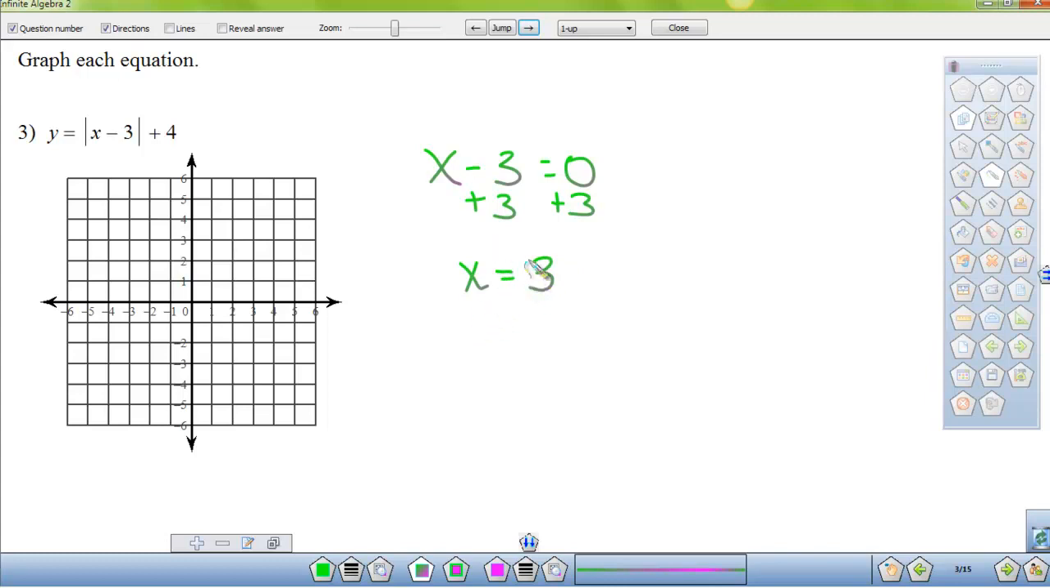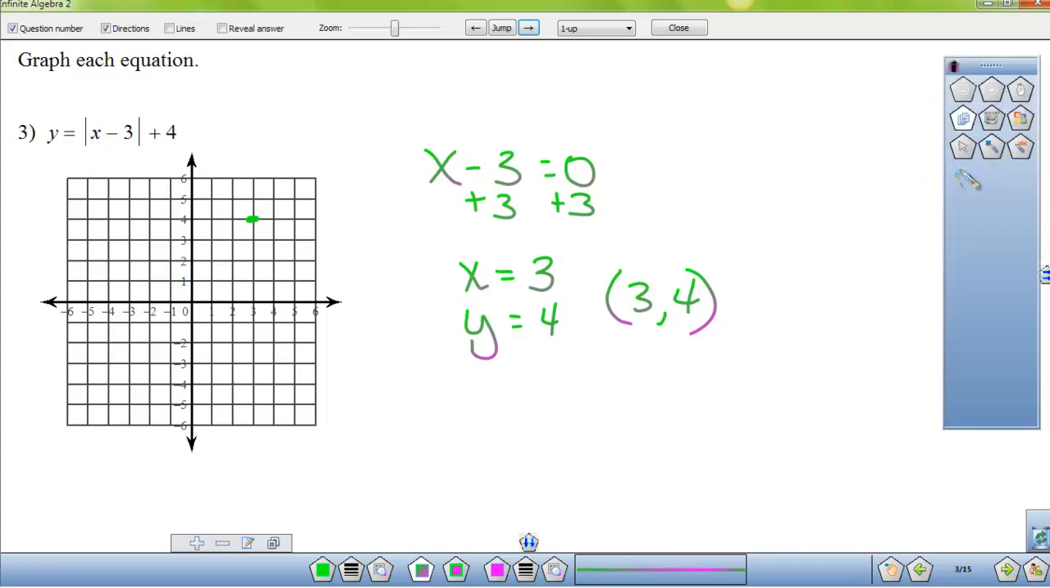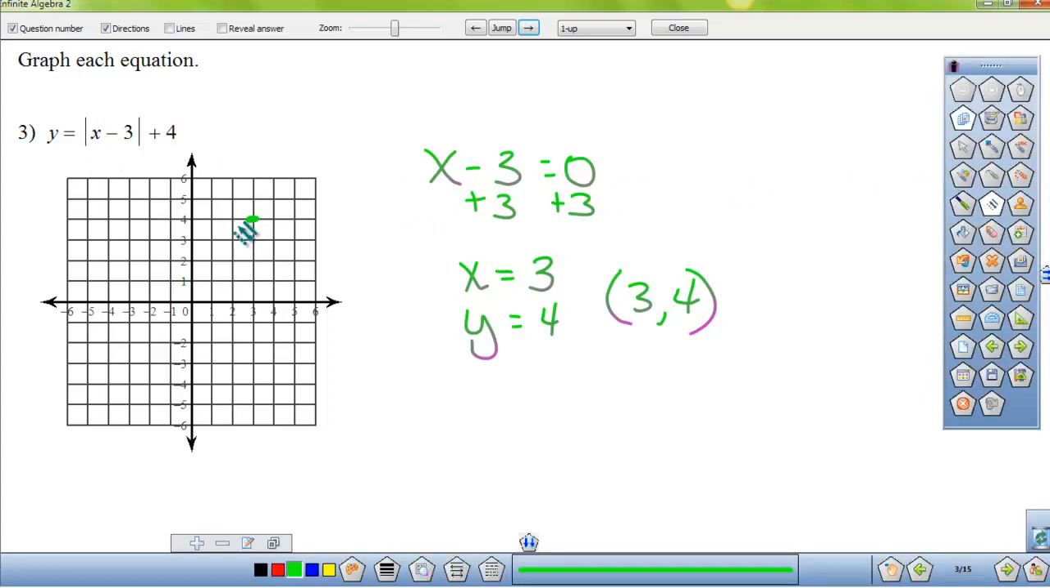To find the y coordinate, I'm going to go up here and I'm going to run that 3 through this equation. So 3 minus 3 is 0, and 0 plus 4 is 4. So y is equal to 4. And so my ordered pair is going to be 3, 4, and that is the vertex. So I'm going to come down here, find 3, go up 4, and now I'm going to graph the branches of this. Now this can be done several ways. You can build a table of values, or you can take a look at this, and you notice it has a slope of 1. And that simply means that I can go up 1, over 1, up 1, and over 1.